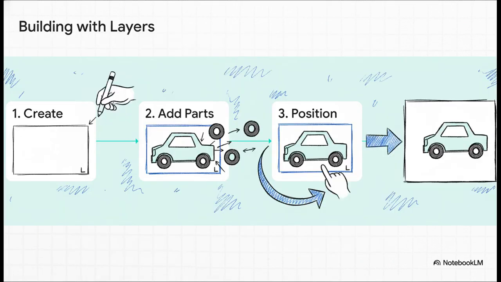So here's how that works in practice. First, you create a blank layer. Then you add each individual part, the tires, the body, you add them to that layer. Once all your parts are grouped together, you can move and position that entire layer as one single unit. Then you just add that finished layer to your main canvas. It's an incredibly powerful way to build and manage complex objects.